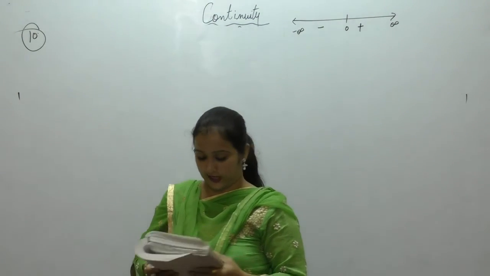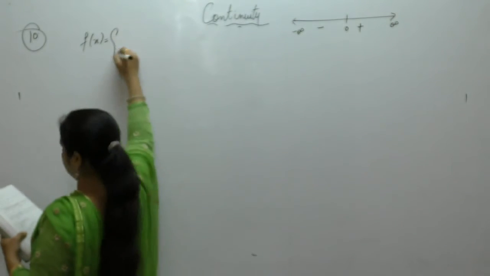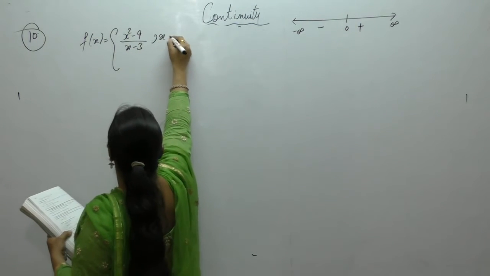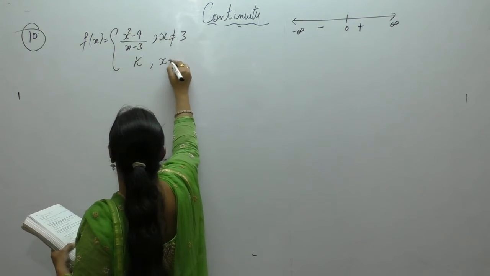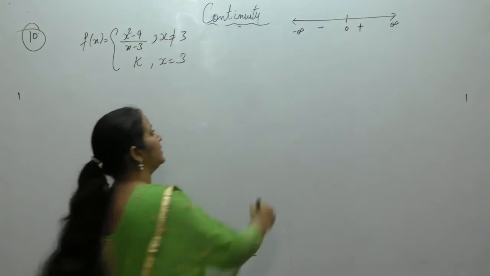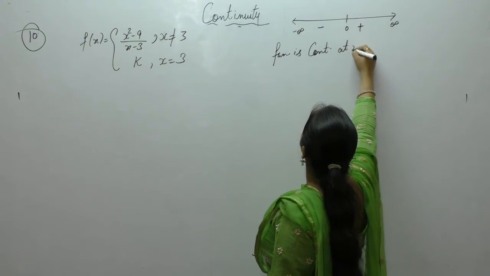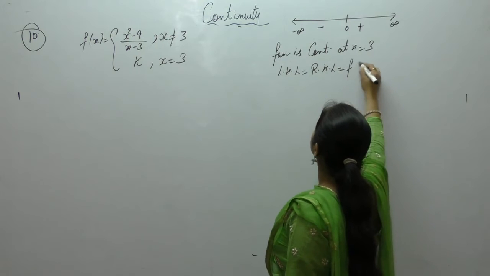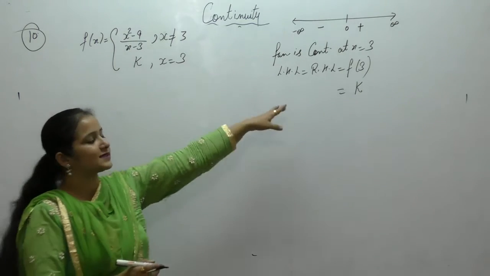Determine the value of k for which the following function is continuous at x is equal to 3. f of x is x square minus 9 upon x minus 3 when x is not equal to 3, and has value k when x is equal to 3. It is given that the function is continuous at x is equal to 3. Since the function is continuous at x is equal to 3, it means left hand limit is equal to right hand limit is equal to value of the function at that point. Value of the function at x is equal to 3 is given as k.